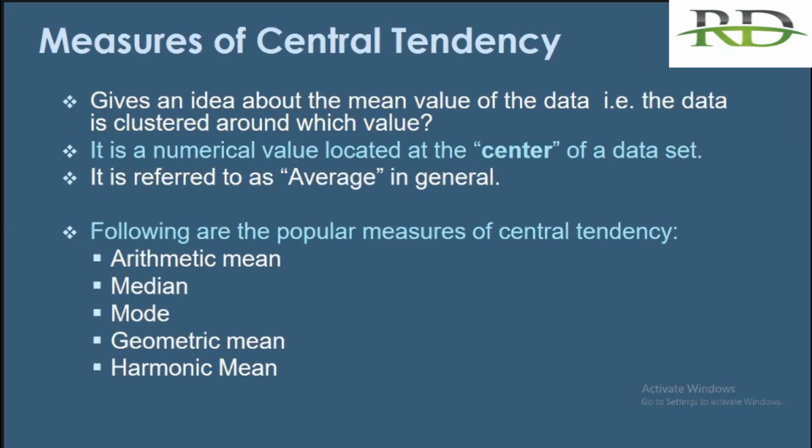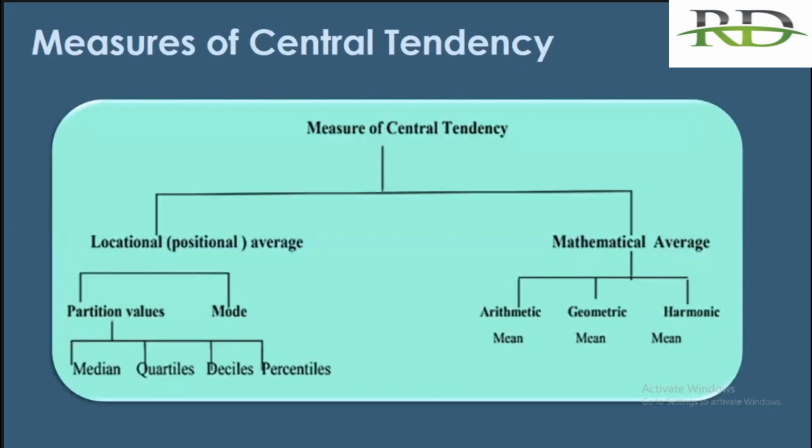Now, these are some of the popular measures of central tendency: arithmetic mean, median, mode, geometric mean, harmonic mean. Very quickly, I can explain this to you. Broadly, we classify central tendency measures into two: mathematical average and positional average. Positional averages are those which are based on position or location, which you can also identify graphically, like median. Then there are quartiles, deciles, percentiles. Quartiles divide your data into 4 equal parts, deciles into 10, percentiles into 100.